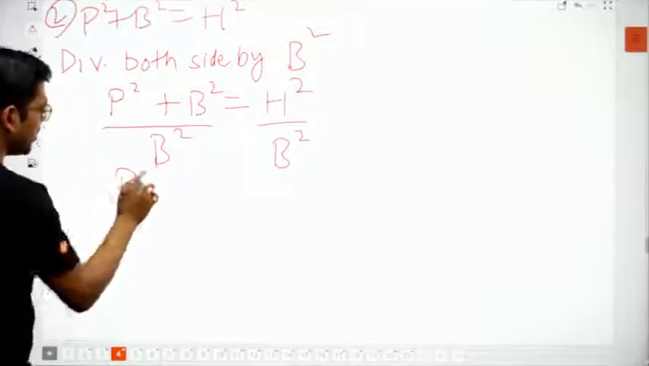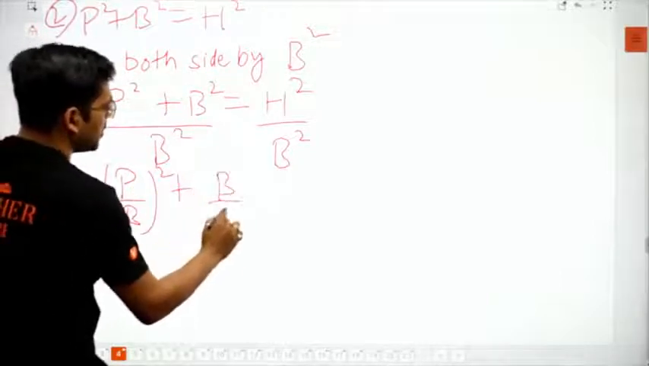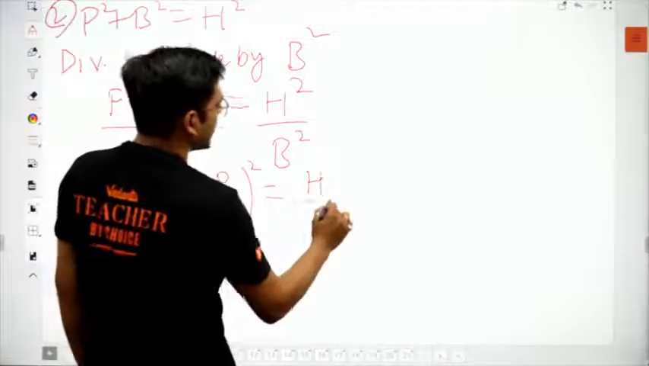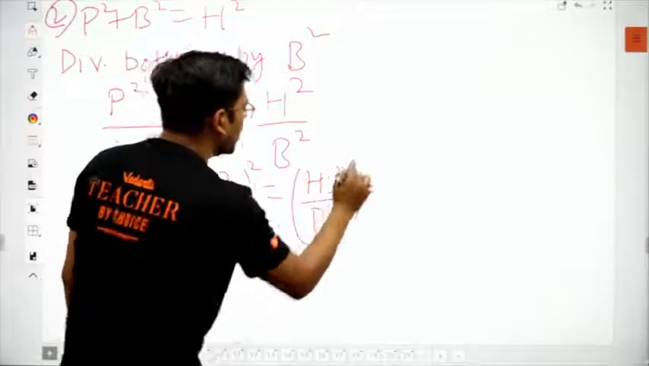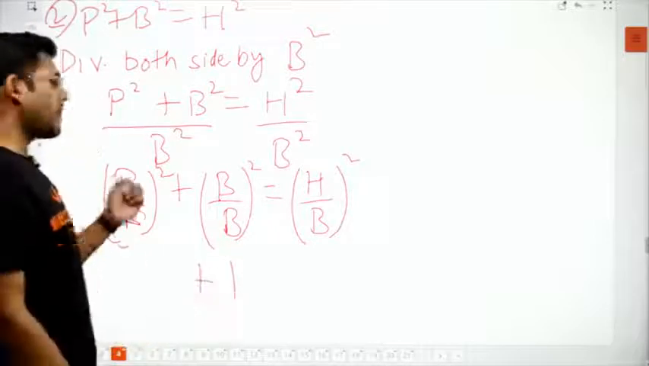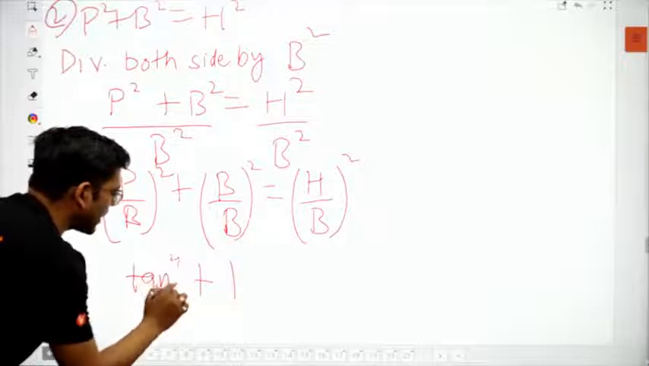P upon B का whole square plus B by B का whole square is equal to H upon B का whole square. Now B upon B, this is 1 plus P by B. Tell me जल्दी, P by B क्या होगा? It will be tan theta and tan square theta.